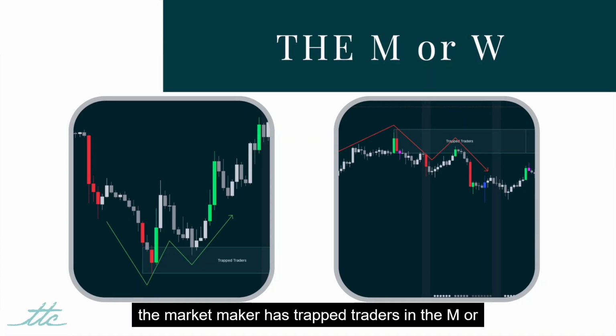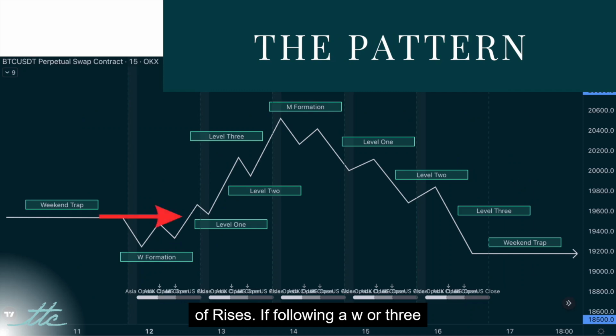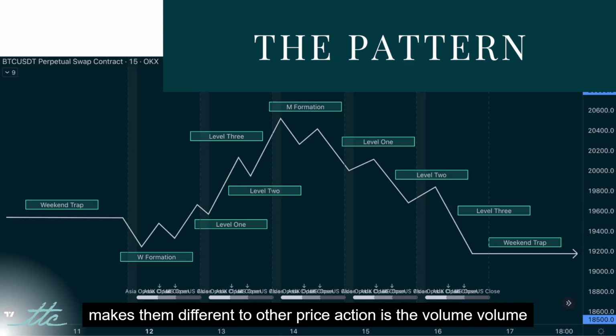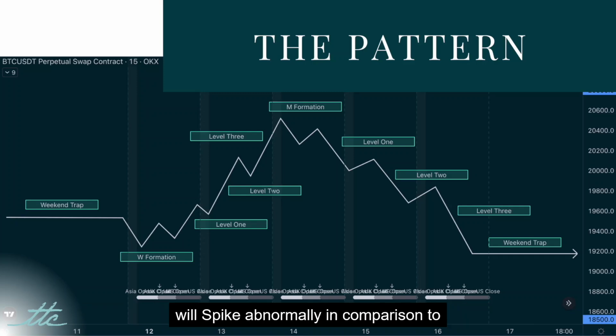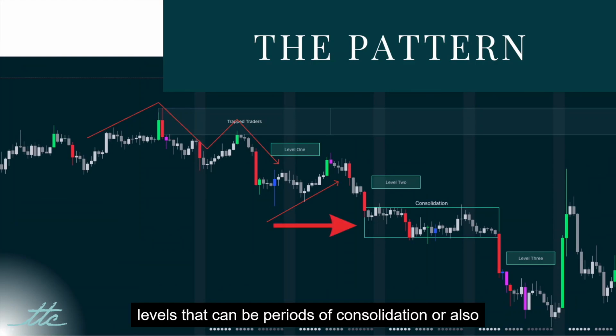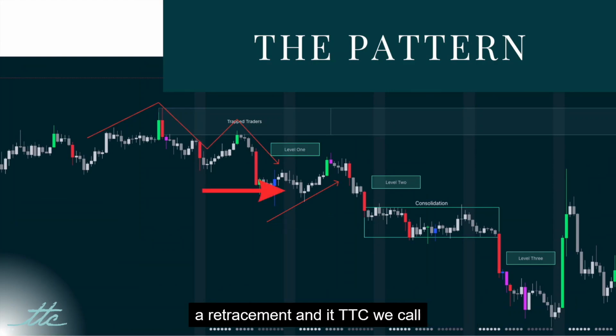Now that the market maker has trapped traders in the M or W, they can shift price through 3 levels of rises if following a W, or 3 levels of drop if following an M. Rises and drops are essentially just levels. These levels can trend or they can consolidate, but what makes them different to other price action is the volume. Volume will spike abnormally in comparison to candles surrounding it, and this is our hint that the market maker is running their business.